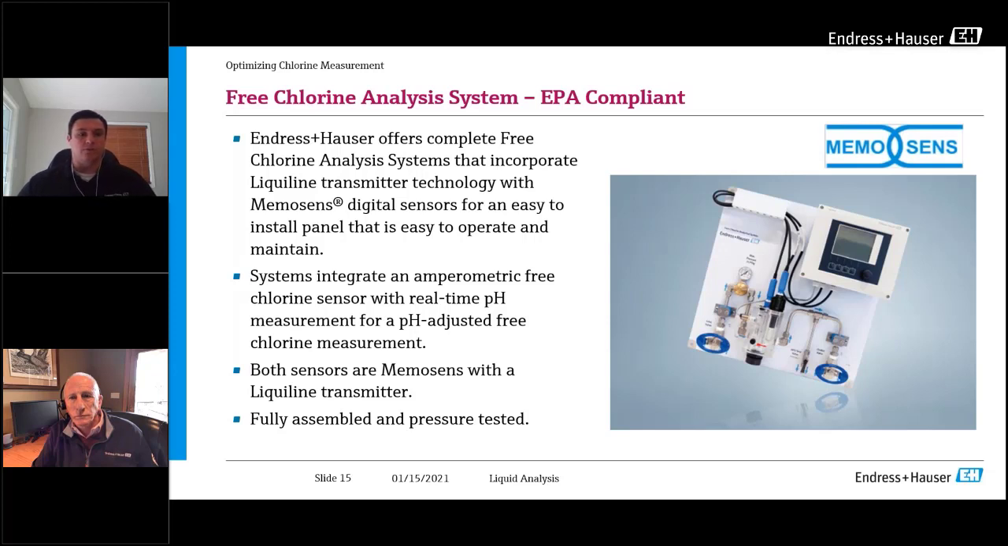How this works is we use our Liquiline transmitters with our Memosens digital sensors, and then we can give you an Amperometric free chlorine reading with real-time pH adjustments as this goes on. If you see here, in the bottom right, that's our DPD test valve. We mentioned that the EPA approval is dependent on getting a DPD value, and we can do that right from our panel also.